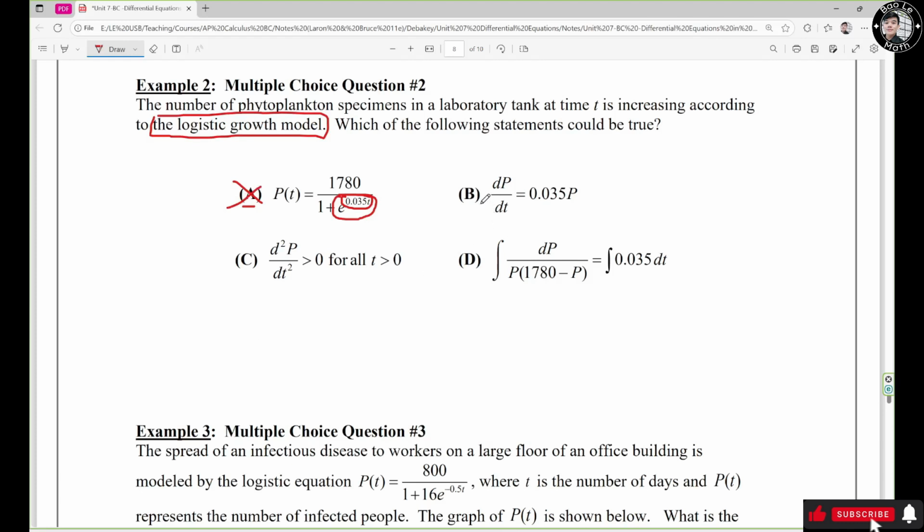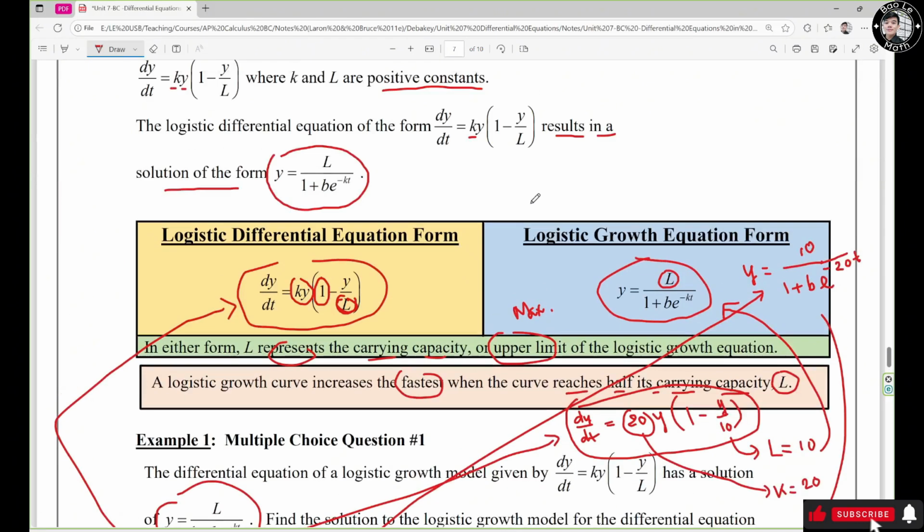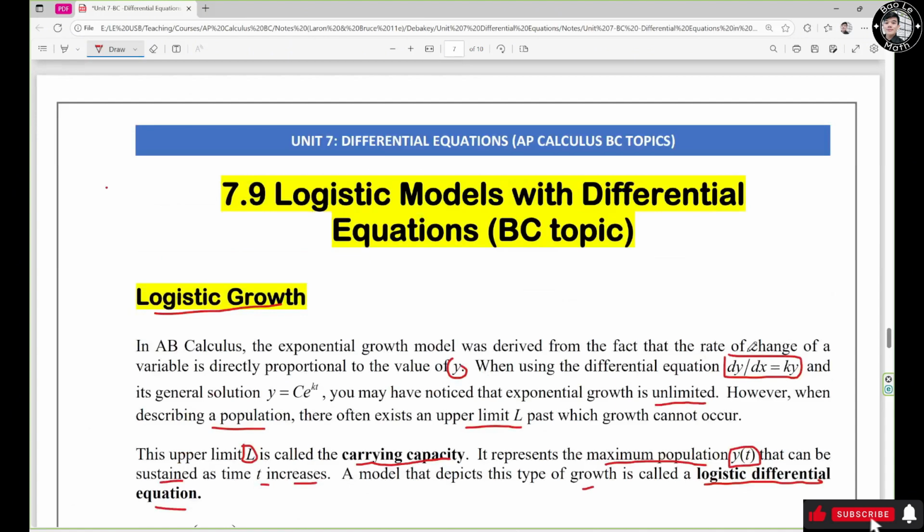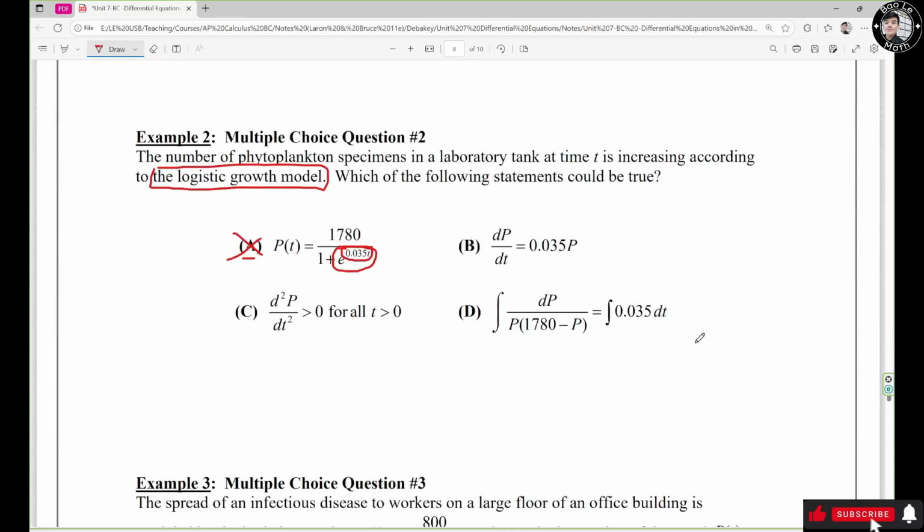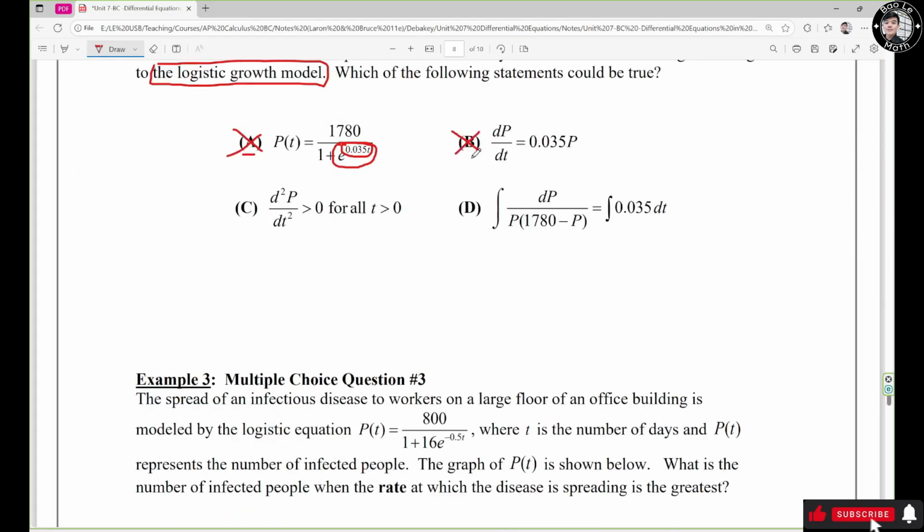Now, answer choice B. This one does not represent the logistic growth model. It does represent the normal exponential growth, which is right here. So we're going to exclude this one. Now, answer choice C. The second derivative of the function is positive. It tells us that the function is concave up, right? So it does not represent the growth model, right? We need to exclude this one.